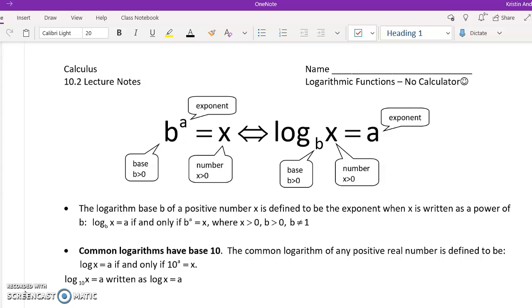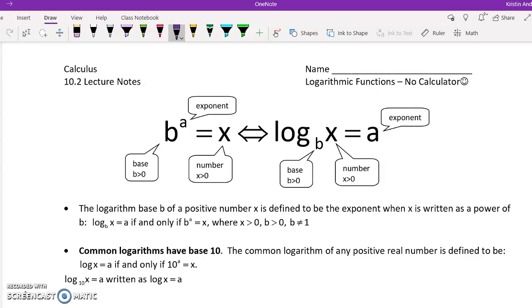So we talked about exponentials, and now we're talking about logarithms, which are just another way of rewriting an exponential. So in exponential form, we have b raised to the a equals x. So b is your base, a is your exponent, and then x is your number. Both the b and the x have to be positive. Okay, must be positive. The exponent can be whatever it wants to be.